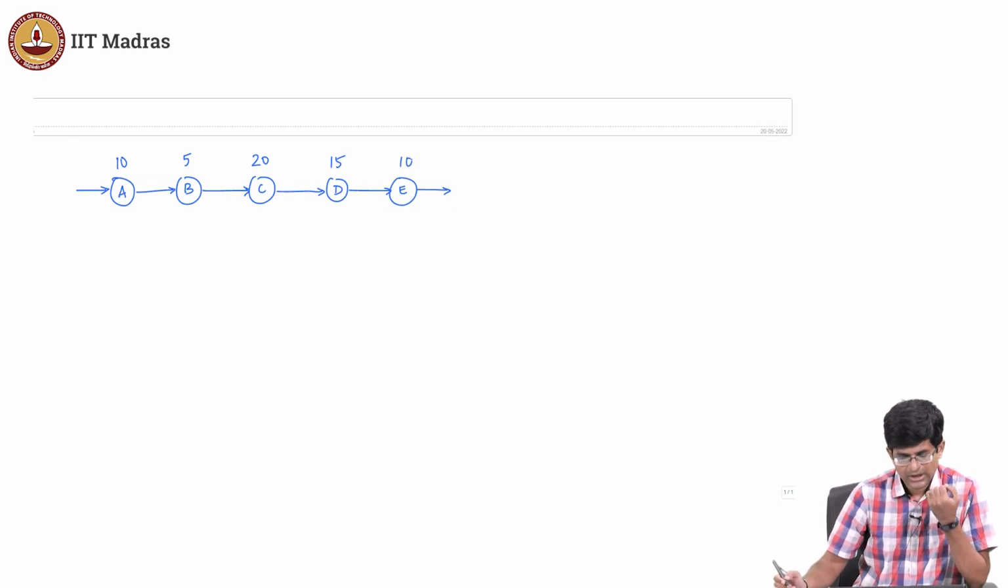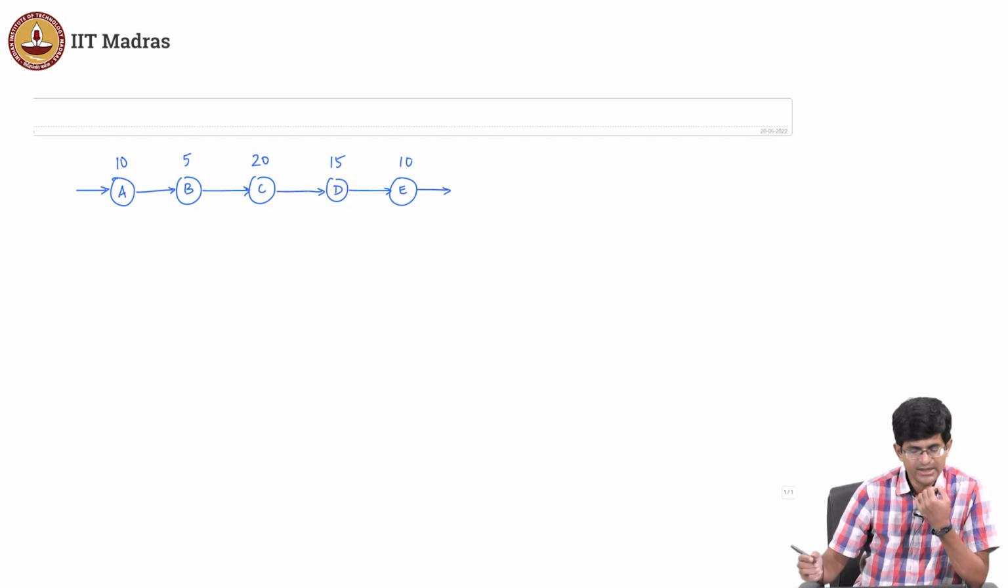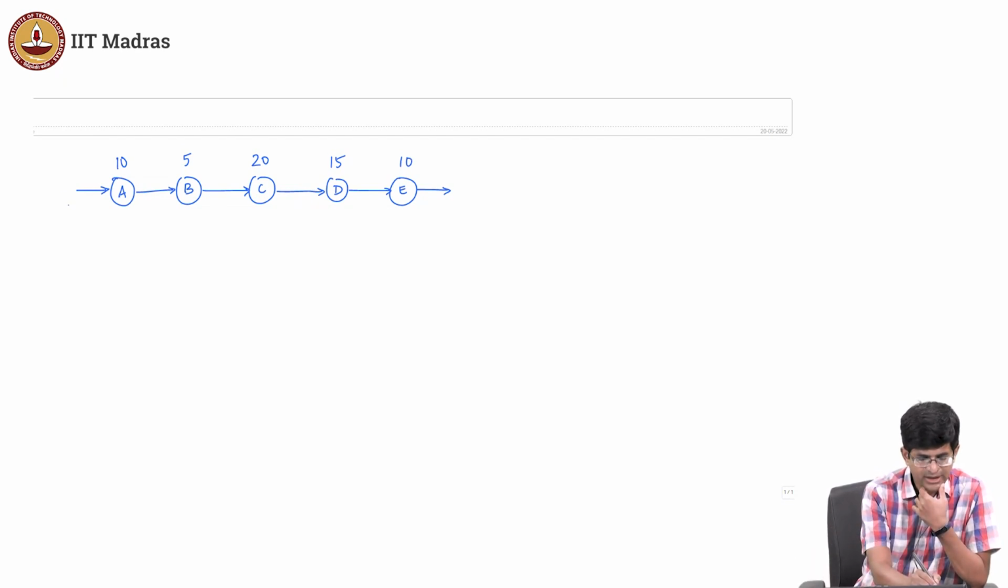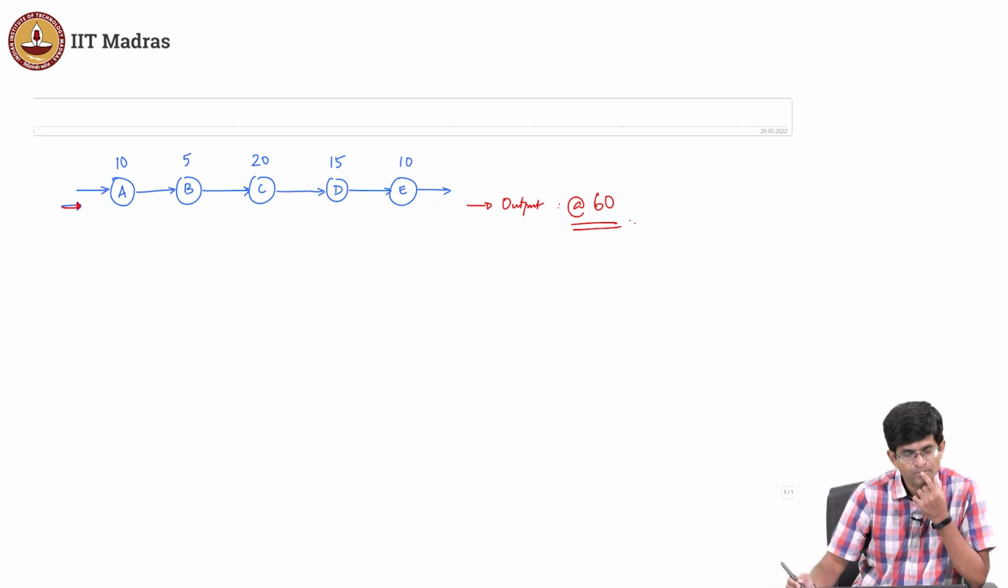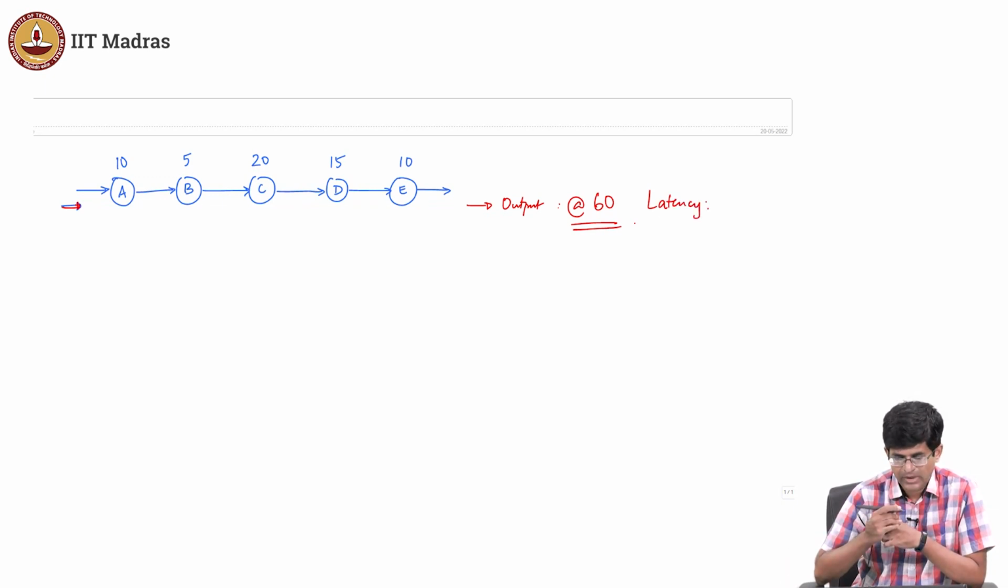So, now what this straight away tells you is, if I put some data in here, how long is it going to take for me to get the output? It will be 10 plus 5 is 15, plus 20 is 35, plus 15 is 50, and then 60. At 60. So this is what is called the latency, the actual time required in order to generate the final output data.